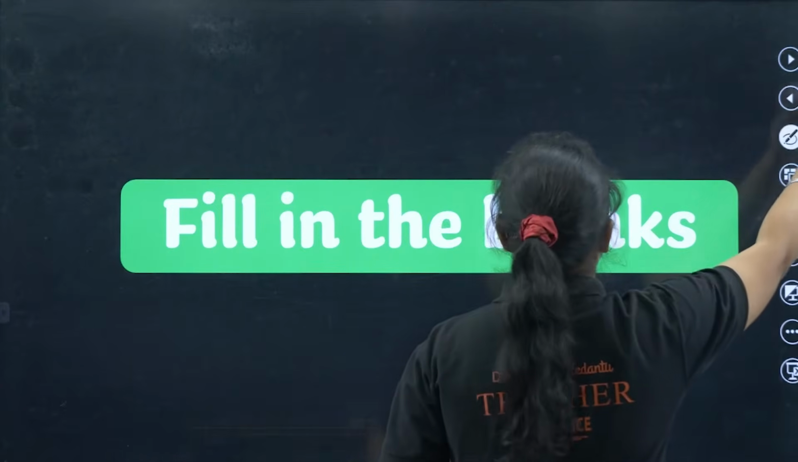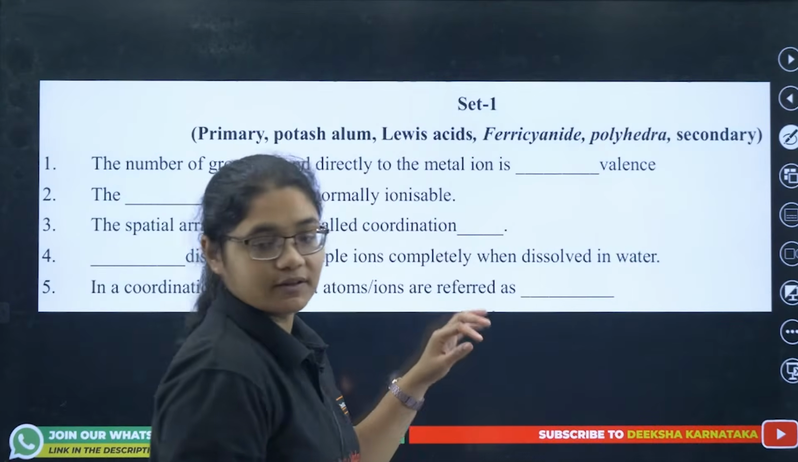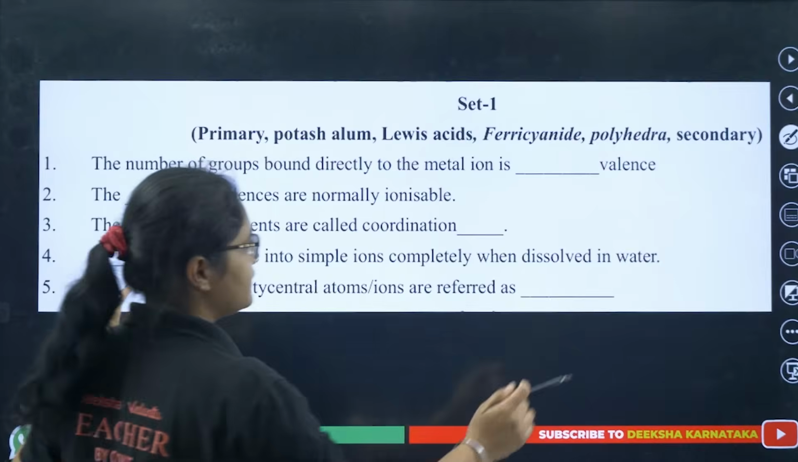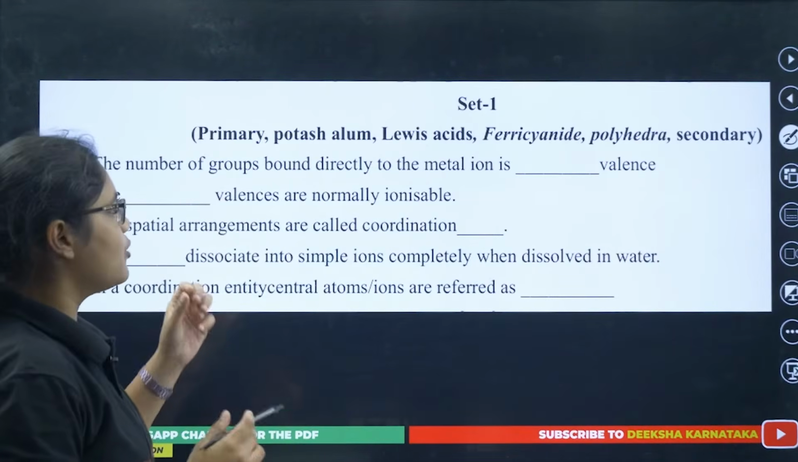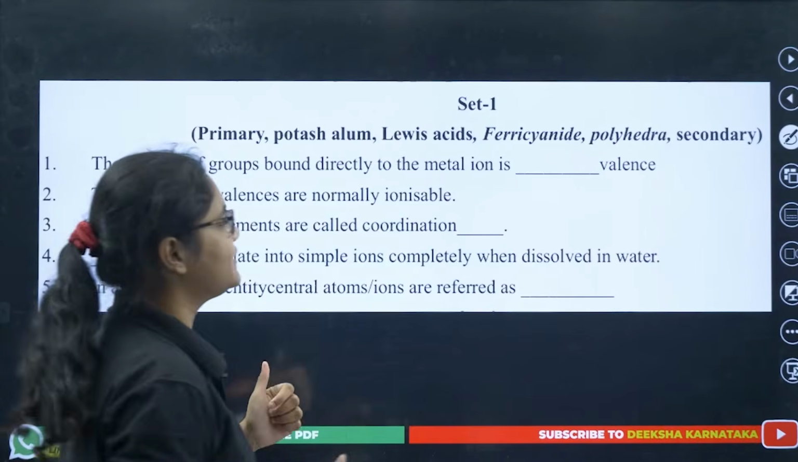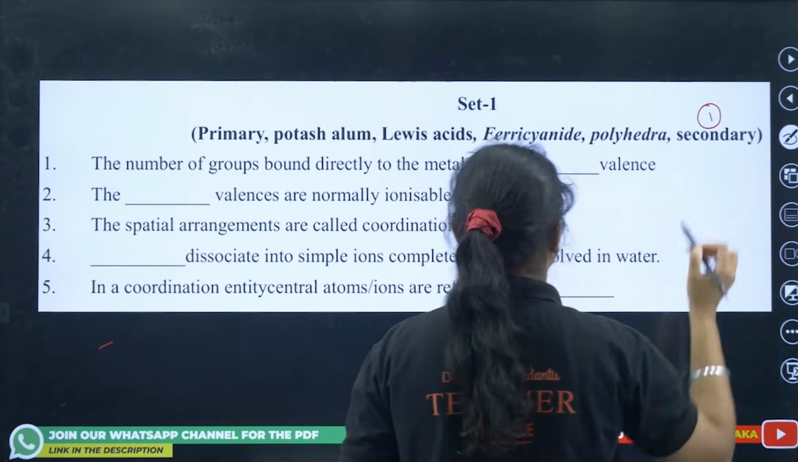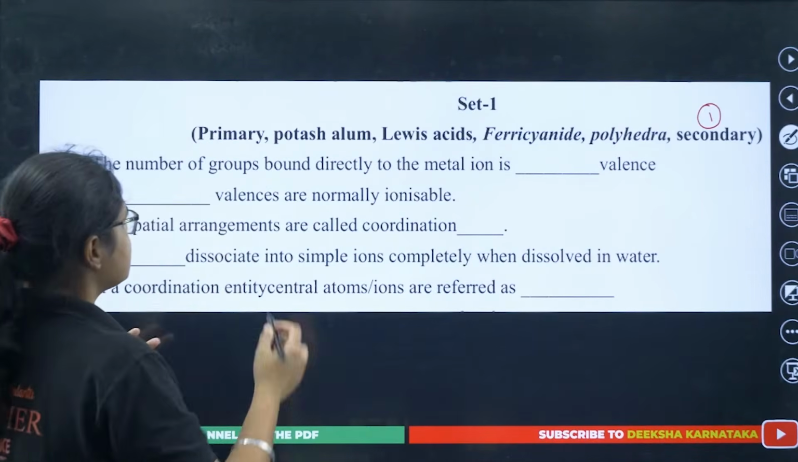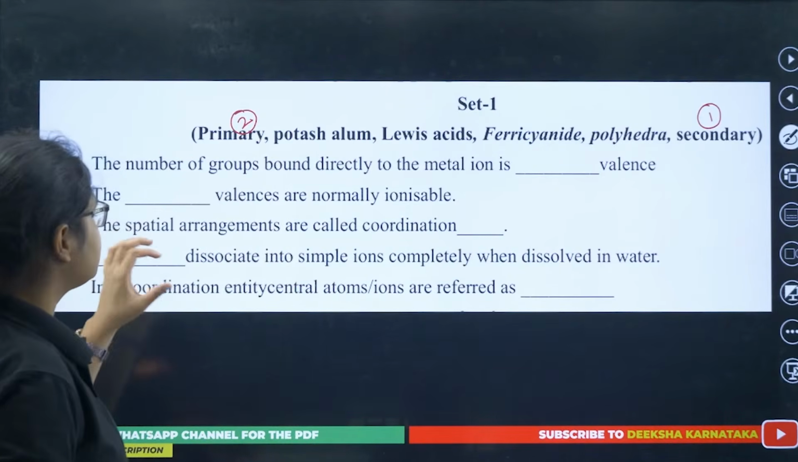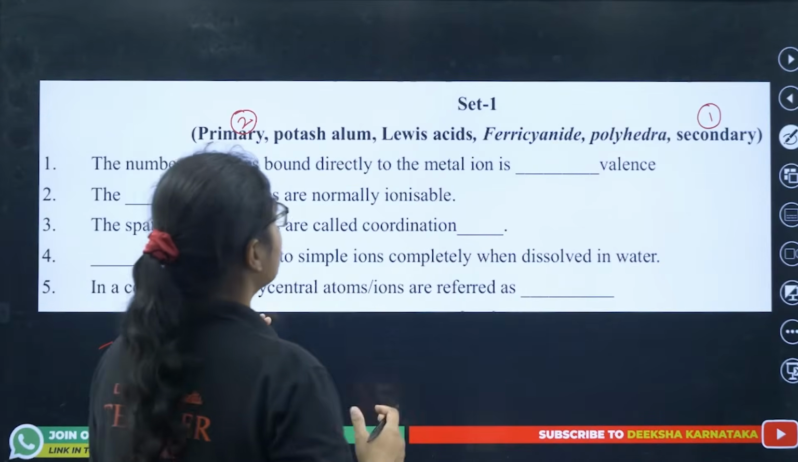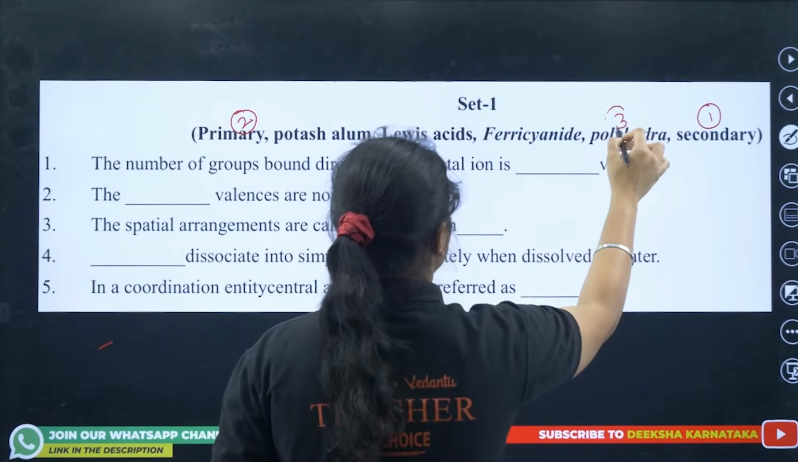Now I'll move towards the fill-in-the-blanks questions. I hope this is visible. I have taken this directly from the question bank, so you can solve it. The number of groups bound directly to the metal is its secondary valency, right? The coordination number. The dash valencies are normally ionizable, primary valencies are ionizable. The spatial arrangements are called coordination polyhedra.